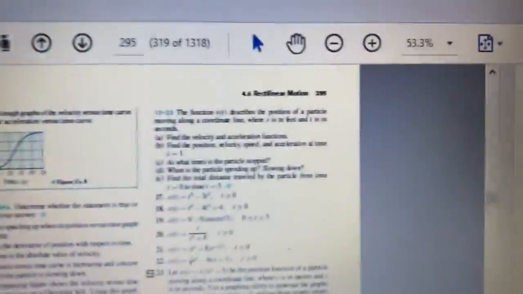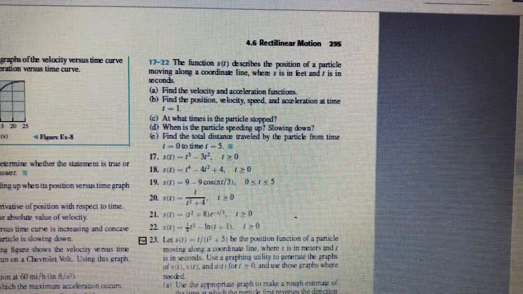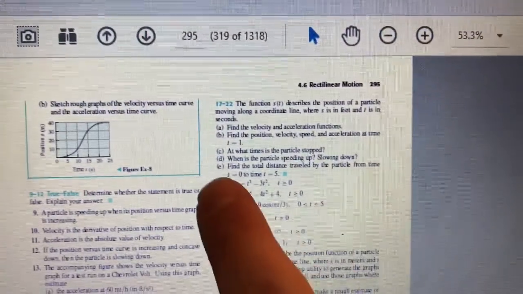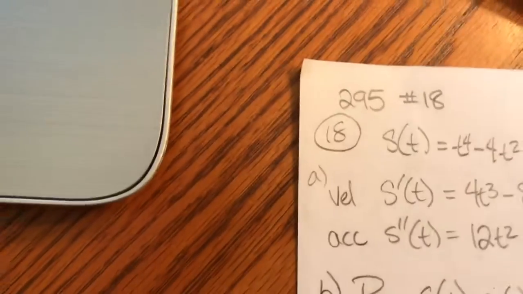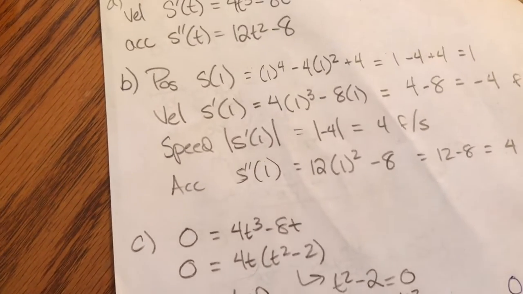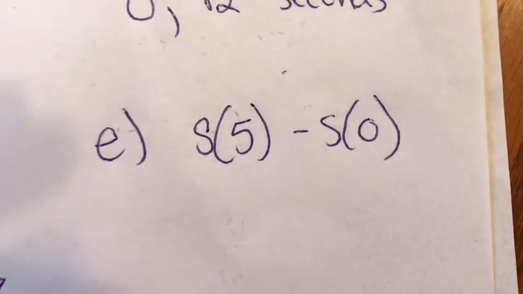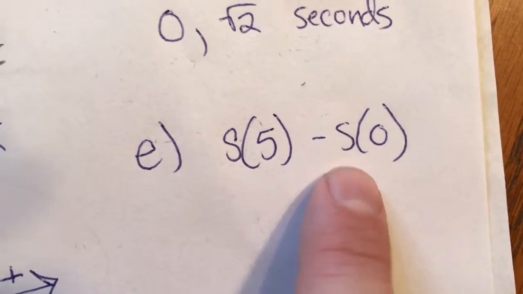All right, last thing that I have to do is I have to find how much it traveled. So the total distance between time is 0 and time is 5. I'll put that here. So what I do is I take s of 5 minus s of 0. That is how I find my position. I take my final spot and I subtract out my original spot.